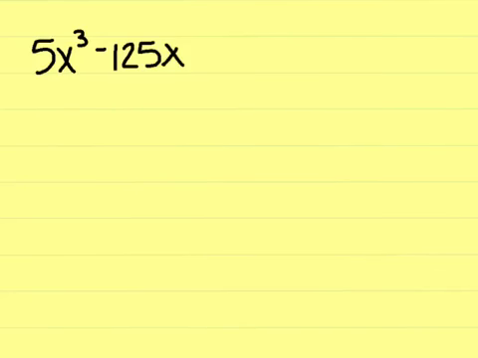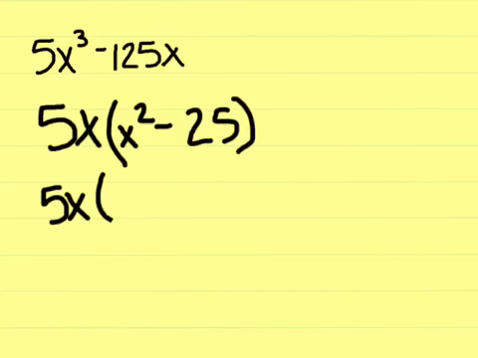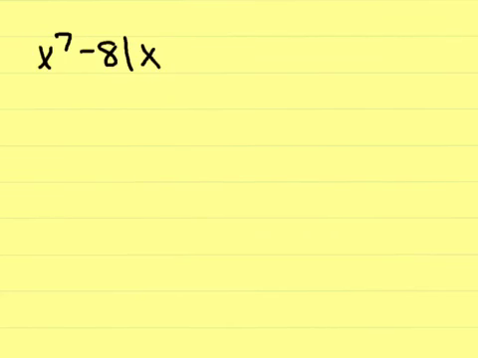We have 5x cubed minus 125x. So a common factor is 5x. We're left with x squared minus, what's 125 divided by 5? 25. So we keep the 5x. We have a difference of two squares. Square root of x squared is x. Square root of 25 is 5. One's plus, one's minus. We have x to the seventh minus 81x.